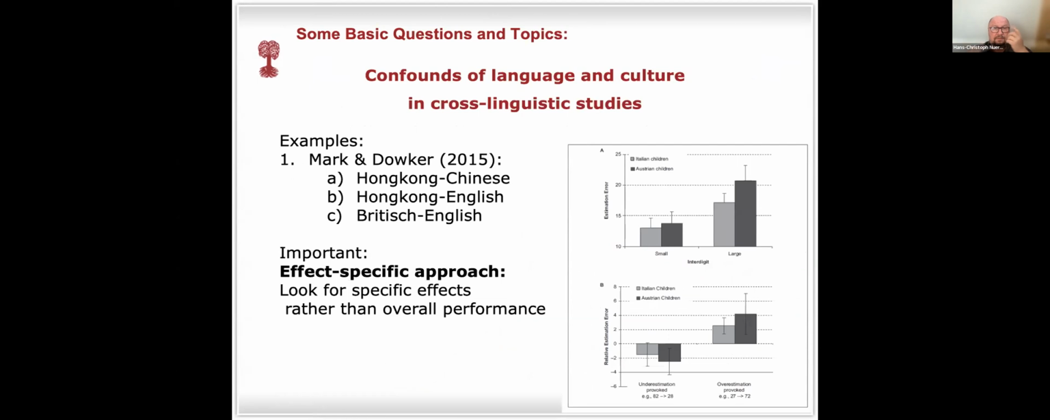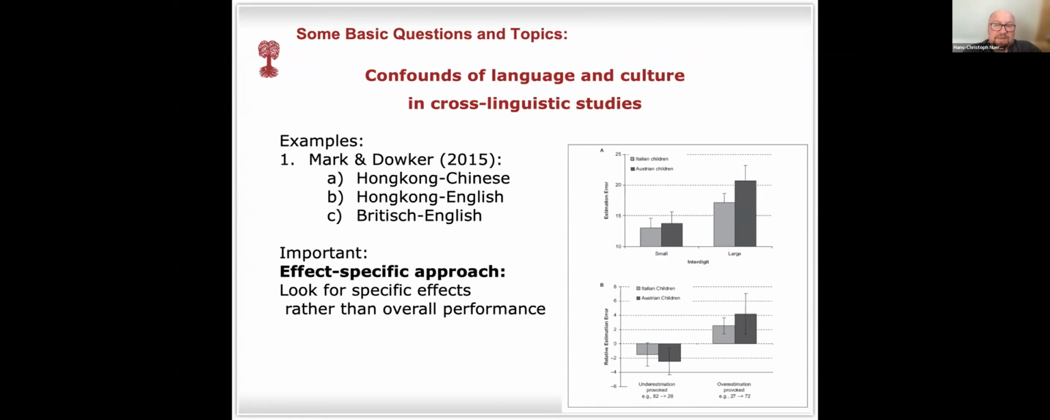In the last basic topic are confounds of language and culture in cross-linguistic studies. There's a beautiful study by Anne Dowker, where she basically studied Hong Kong Chinese, Hong Kong English, and British English. And in her study, of course it's complex, and Anne can correct me, but the main finding is actually that the Hong Kong Chinese and the Hong Kong English were more similar in their performance than the British English and the Hong Kong English. So basically culture won over language transparency.